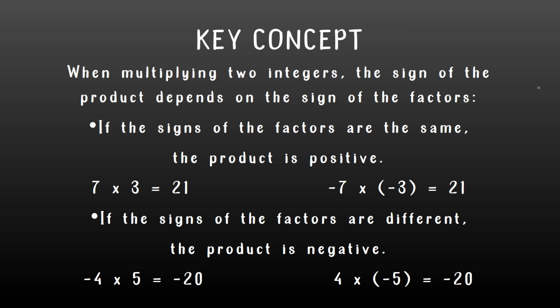Number 2, if the signs of the factors are different, the product is negative. For example, -4 times 5 equals -20, and 4 times -5 equals -20. In both cases, they have different signs, so the answer is going to be negative.